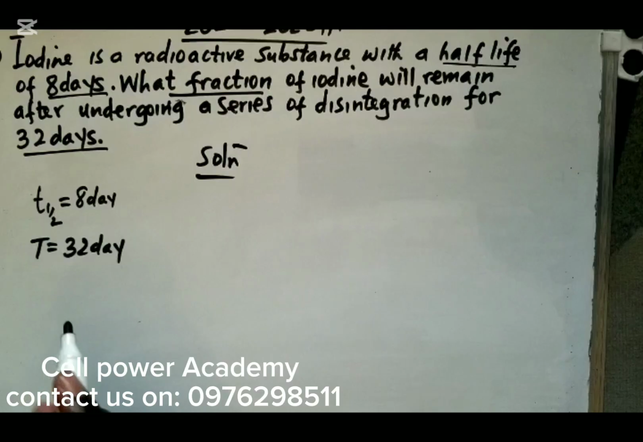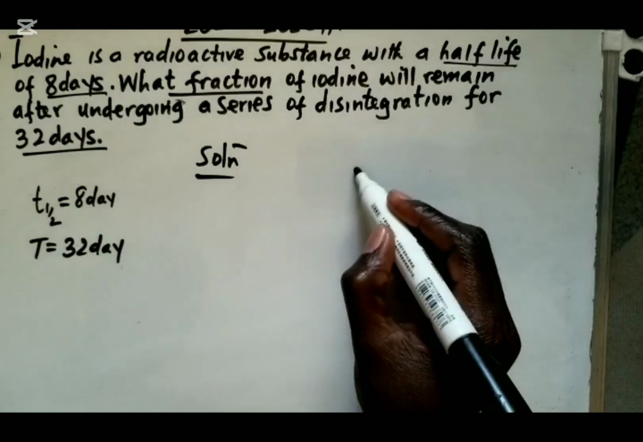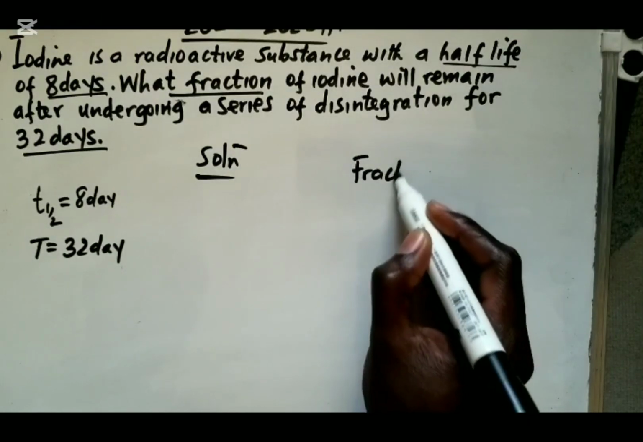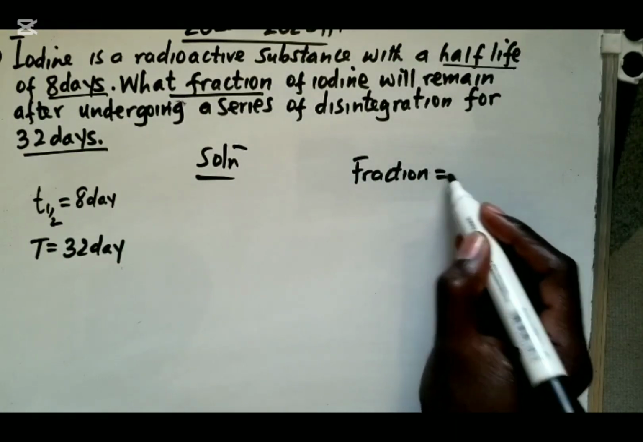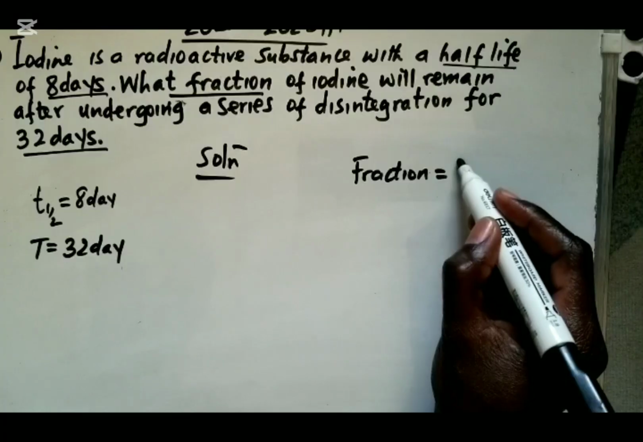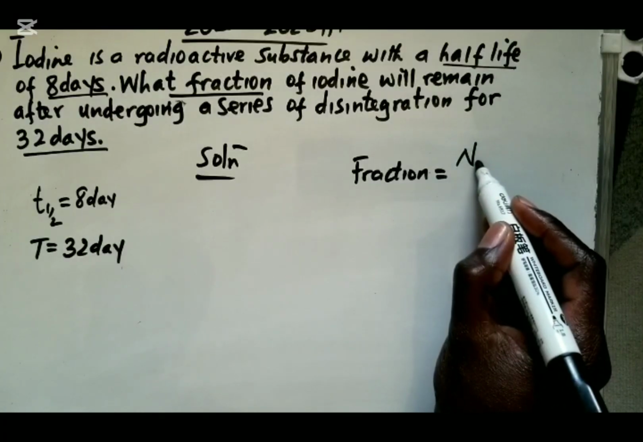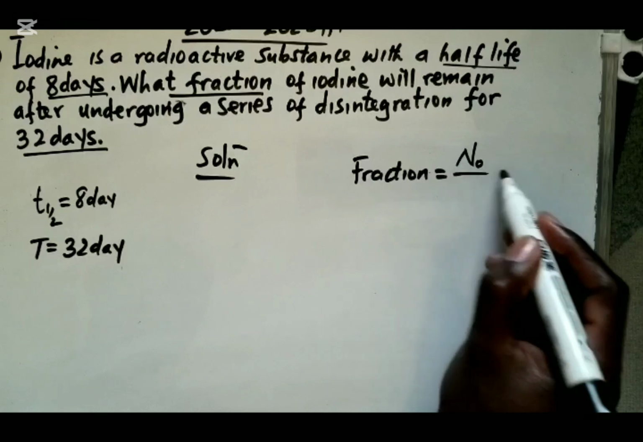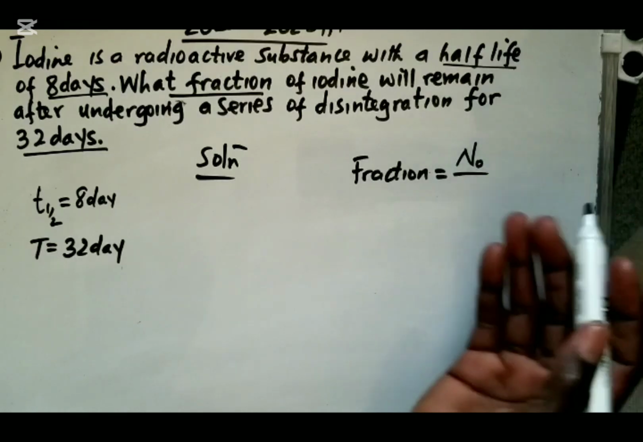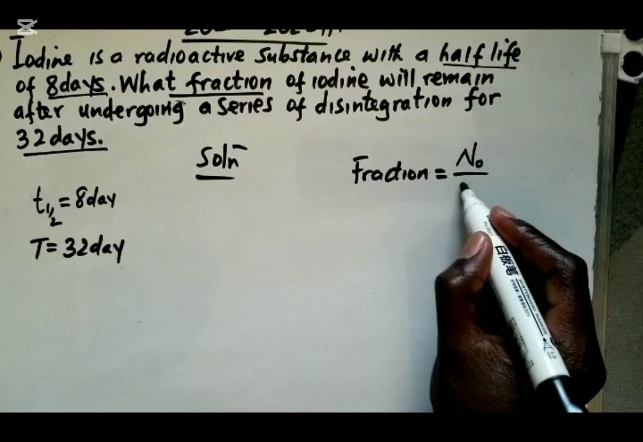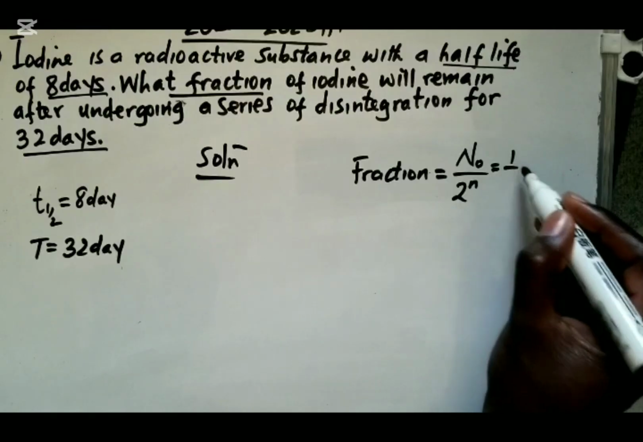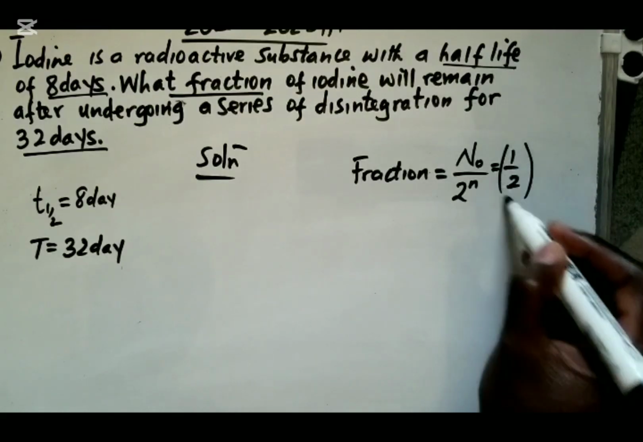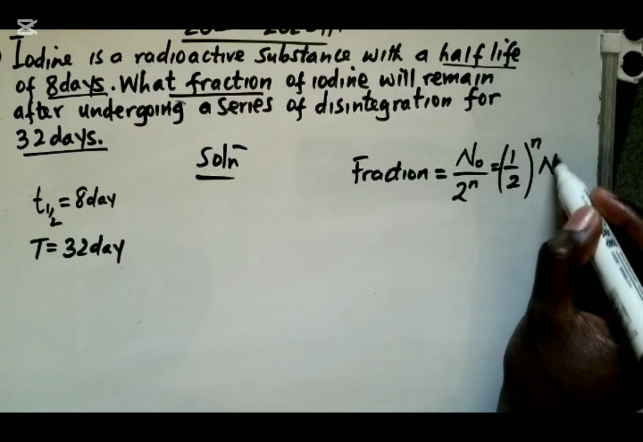So if they want you to find what fraction will remain, and they have not given you the initial mass that you started with, we apply the formula in this case. You can just apply N naught, the initial, divided by 2 raised to the power n. Now this can also be written as 1/2, everything raised to the power n, times that N naught.